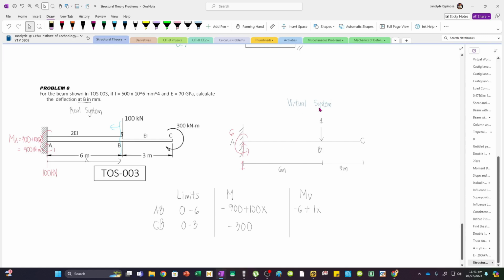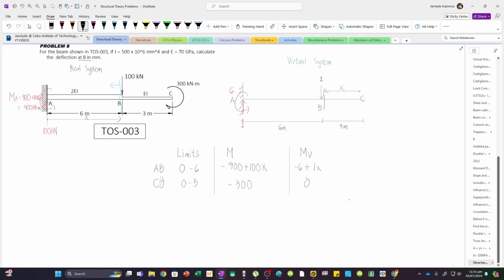But for my virtual system, it's going to be easy because for segment CB, if I just consider the load to the right, this is my cut and then this is my origin. Notice that there is no loading at these points or at segment BC. So this means that this is essentially 0. So this is now excluded in my solution. I will only include this one. So I have the integral from 0 to 6 of minus 900 plus 100x multiplied by mv, which is negative 6 plus x, and then we have dx.